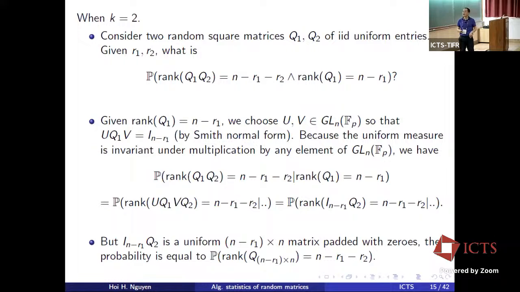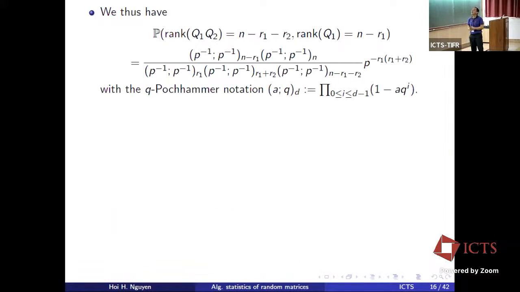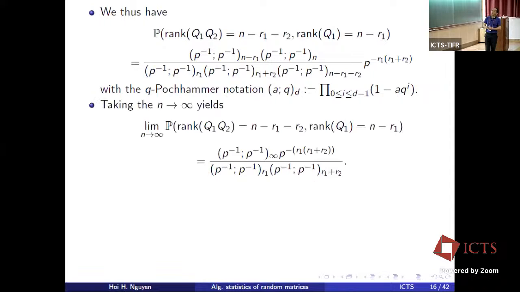Okay, so gathering together. Because the formulas are a little bit cumbersome, I'm using the Bockhammer notations. And with that notation, we can summarize what we have done: this probability is this formula. So there's an explicit formula for that. That's when this is the joint rank statistic of the two matrices Q1 and Q2, and we take it to infinity, you get this nicer formula.